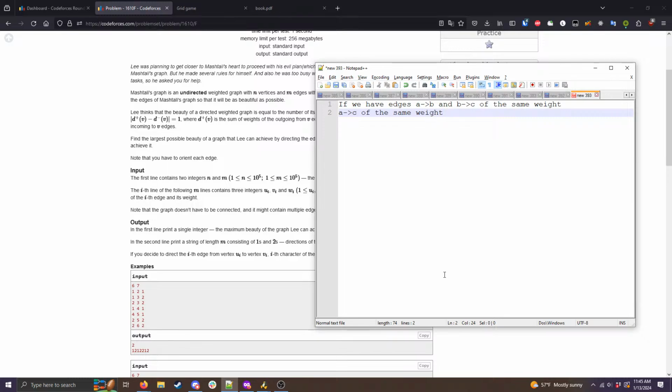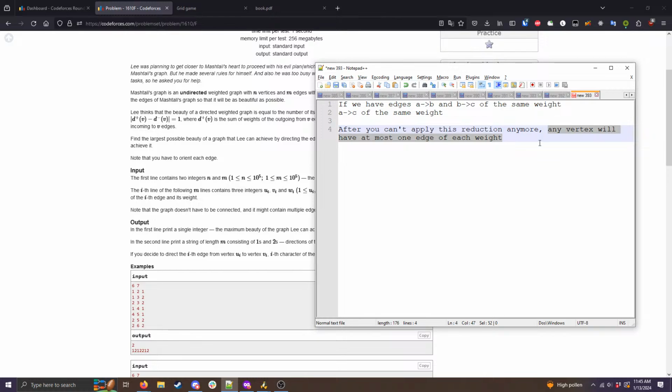And so anyway, if you apply this reduction a bunch of times, then after you can't apply this reduction anymore, any vertex will have at most one edge of each weight. And it turns out that this gives you a new constraint on the input that makes the problem much easier to solve. When you know that this is true, the problem turns out to become pretty easy.